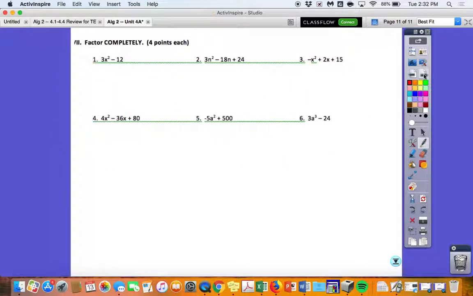Okay. Now, we do have the factor completely section left, but I'm going to put that in a separate video. So I'm just going to go ahead and wrap this one up. And if you want to see the factoring completely, you're just going to have to hit the next one.